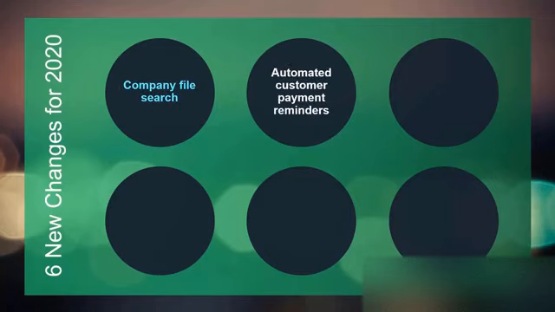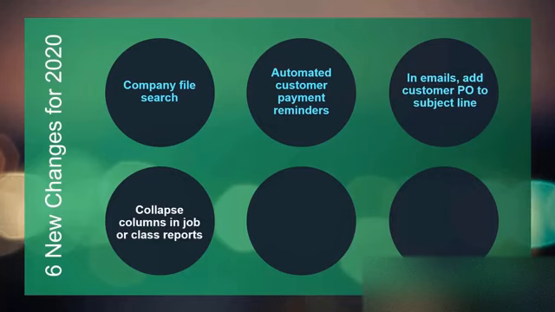The second thing is we now have automated customer payment reminders. You can actually send reminders to customers who owe you money, and it's really not automated because you still do have to go in and actually tell QuickBooks which customers you'd like to send it to, but it is a little bit nicer that you have that feature now. The next thing is that in your emails, you can actually now add a customer PO to the subject line. I'll go through and show you how to do that because that's very helpful when you have customers that work with purchase orders. You now can also collapse your columns in your job and class reports.